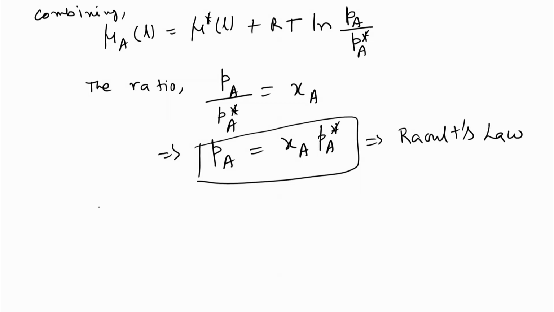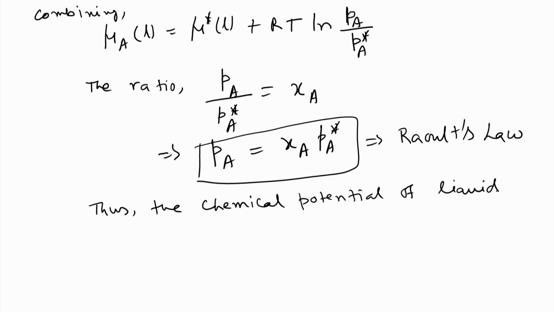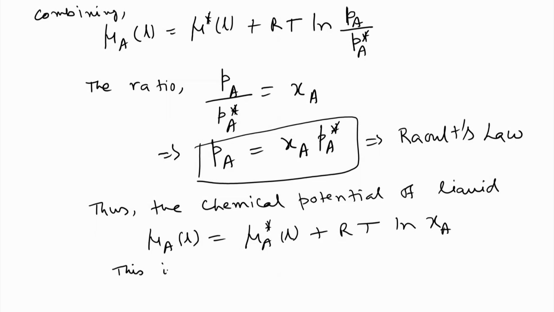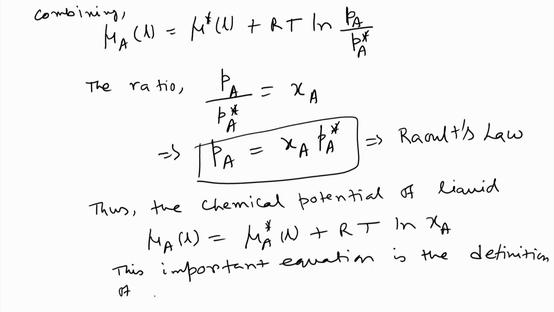So, it follows that the chemical potential of the liquid, you can write, mu A L is mu A star L plus RT ln XA. Okay. So, this important equation is the definition of ideal solutions.